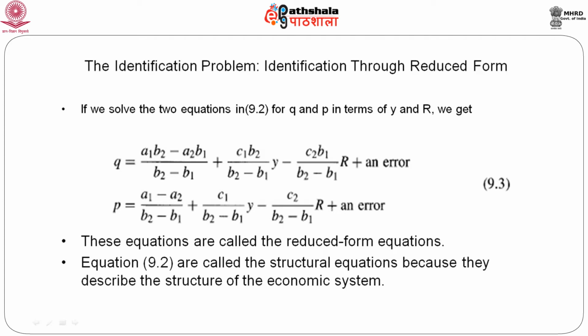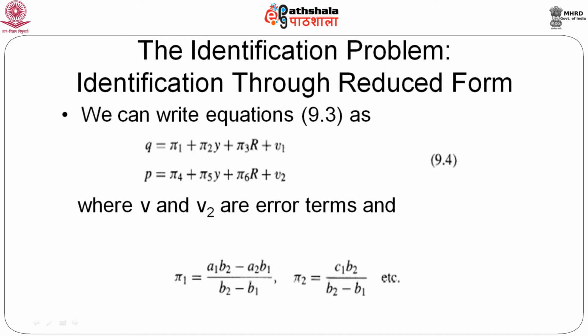Since quantity and price are expressed only as a function of exogenous or predetermined variables, in these two equations you can apply OLS and accordingly get the reduced form parameters. So, the reduced form equations are given by quantity equals pi 1 plus pi 2 y plus pi 3 r plus v1, and price equals pi 4 plus pi 5 y plus pi 6 r plus v2, where v1 and v2 are the error terms and pi 1 to pi 6 are the reduced form coefficients.